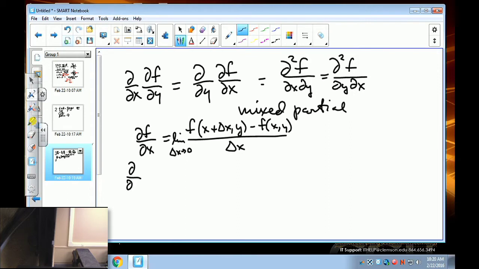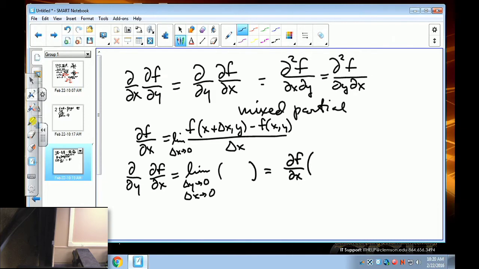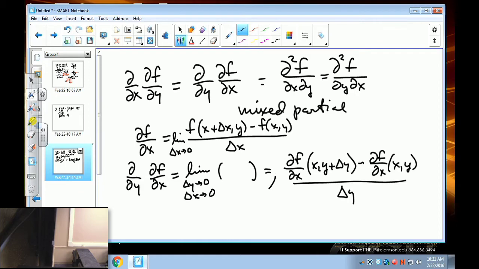If we take the partial with respect to y of this thing, we'd have another limit with respect to y, delta y, so we'd take two limits here. Remember, this partial derivative with respect to y is a function, and I'm going to evaluate that partial derivative at different values of y. And I divide by the difference, delta y.